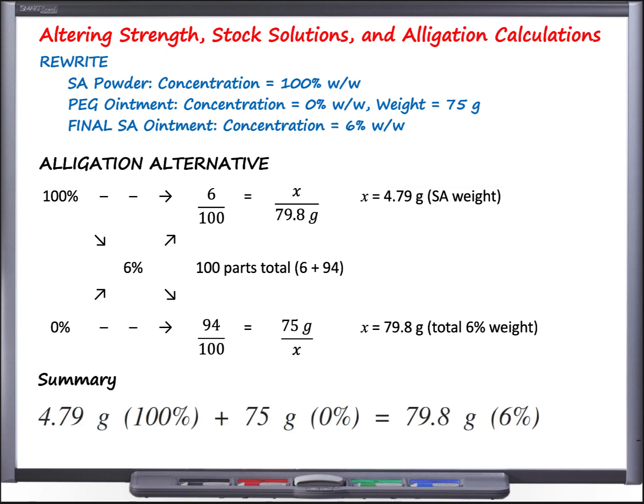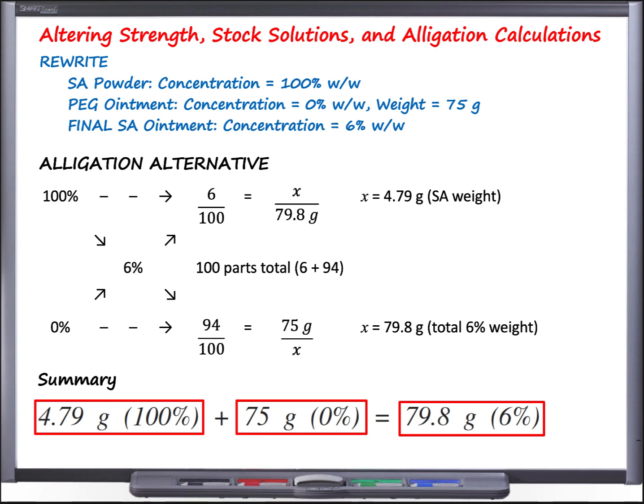So just to summarize, and it's the same summary as before, using this alligation method we determined we need 4.79 grams of pure salicylic acid powder, and that's why it's 100%. To that, we're going to be adding what we were told to add, 75 grams of our polyethylene glycol ointment with no salicylic acid, and we can see that our final combined weight would be 79.8 grams, and that final ointment with that weight would have a concentration of 6% weight per weight of salicylic acid. So again, two alternative methods for answering this question.